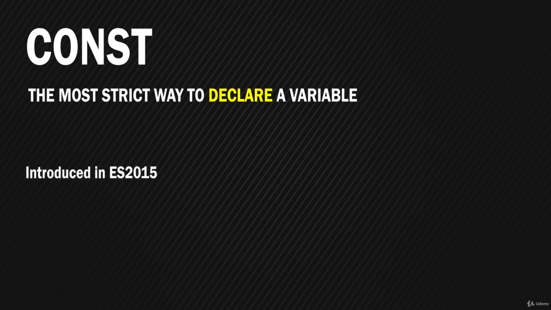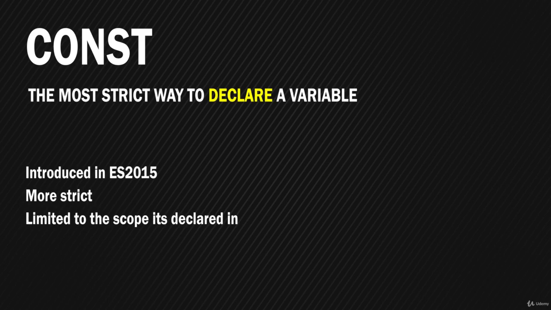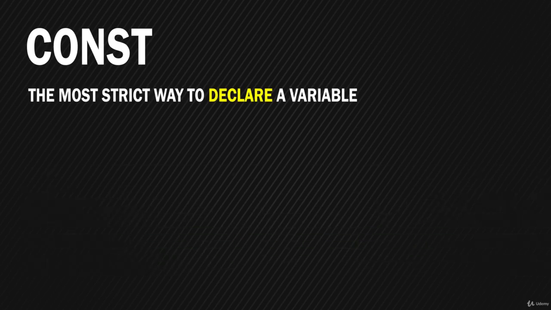Const was introduced at the same time as let. It's more strict and it's limited to the scope it's declared in. But this is the important aspect of it. Its value cannot change. And like I said, it just results in you being more organized in the way you code. Let's have a look at an example.